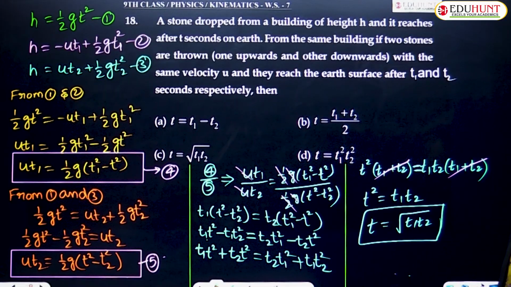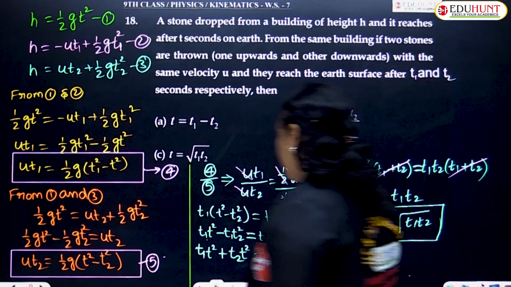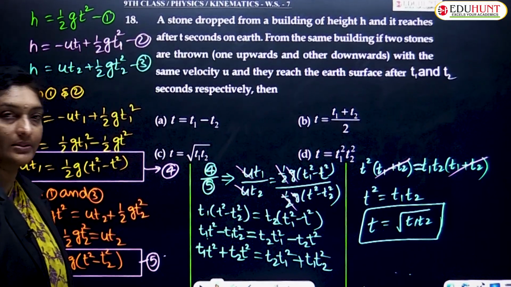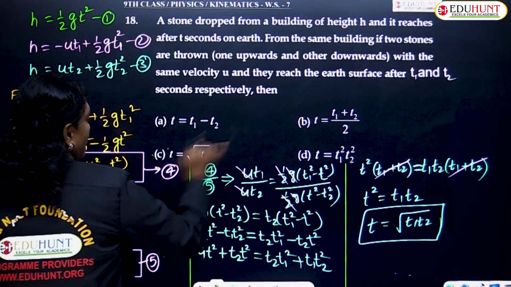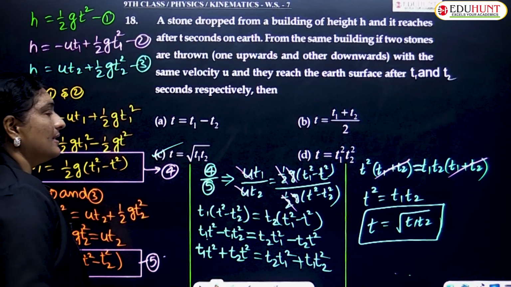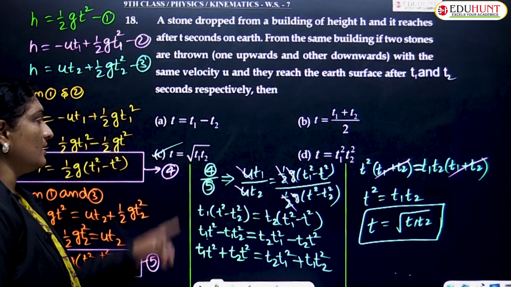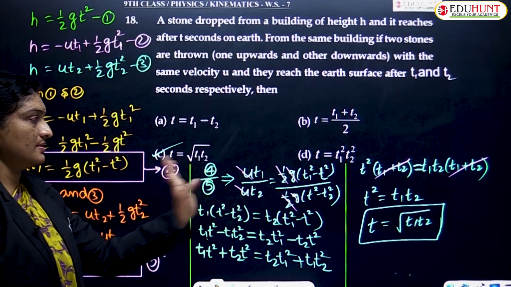A little lengthy, children, but not difficult. So please go through it carefully, and without any mistake you'll get the answer. So what is your final answer, children? Option C, that is t equals root over t1 t2, is the correct answer. That is what we got.